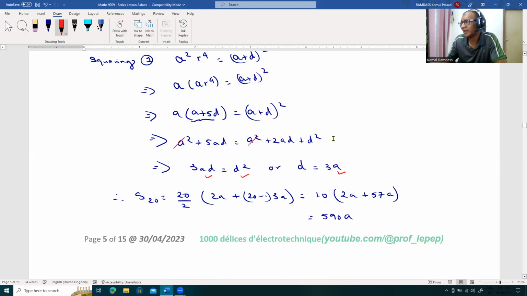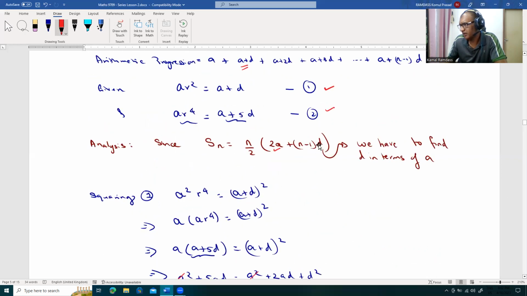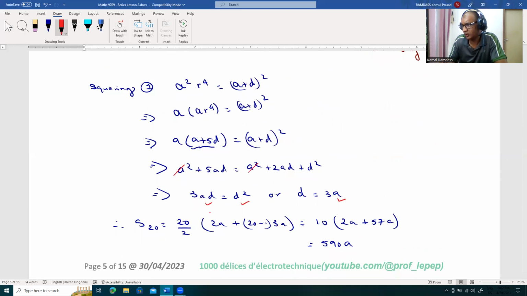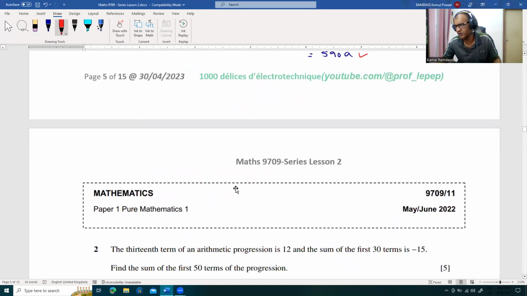So with D in terms of A, we replace in the formula: 20 over 2 times (2A plus (20 minus 1) multiplied by D), where D is equal to 3A. That gives 10 multiplied by (2A plus 19 times 3A, which is 57A). So 10 times 59A gives 590A. And that is the answer.